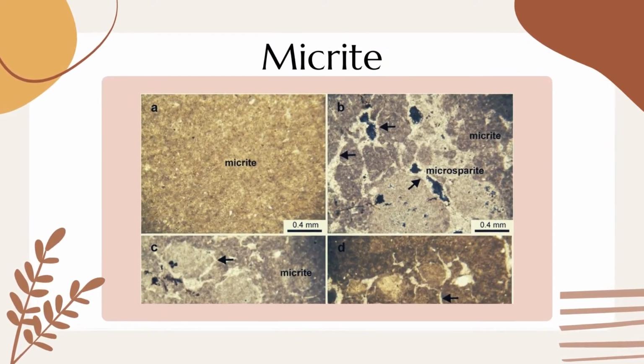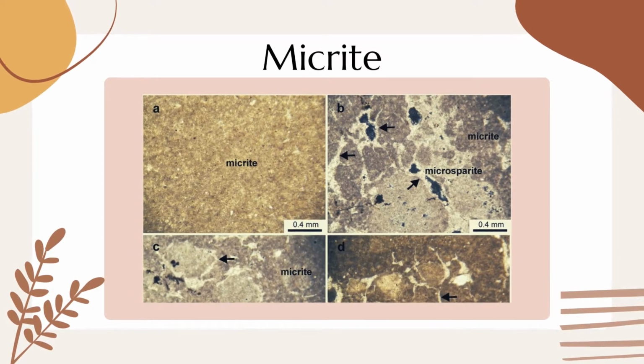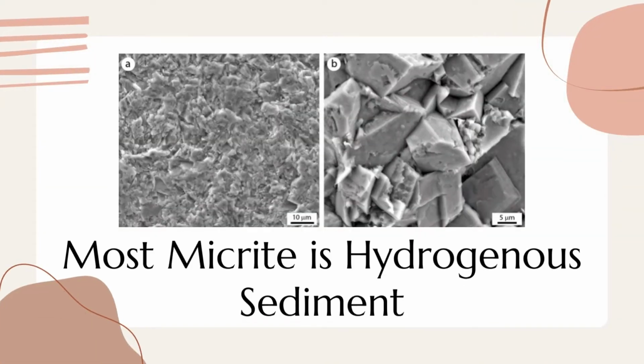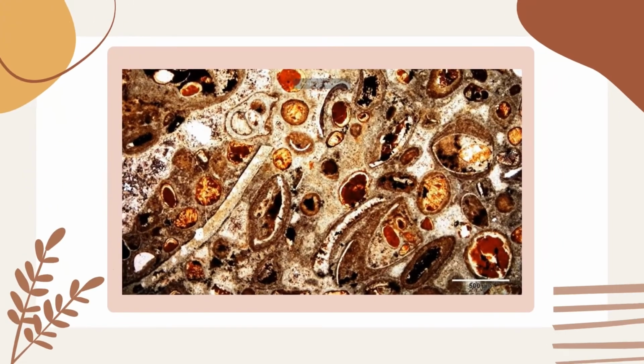Micrite. Some limestones, for example, are made completely of micrite. Micrite is calcium carbonate particles with a diameter smaller than 4 microns, or 4 micrometers. These particles form through chemical reaction in water. In other words, micrite is a type of hydrogenous sediment. But some carbonate rocks consist of one or more types of clasts. Generally speaking, we can distinguish between three types of clasts.